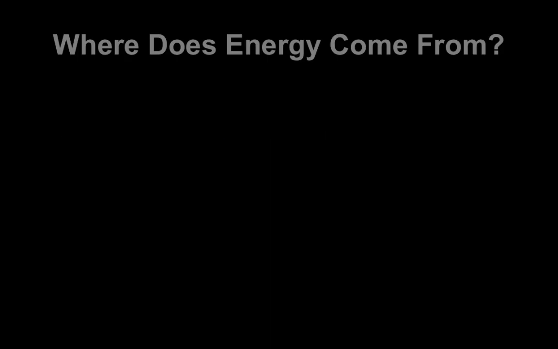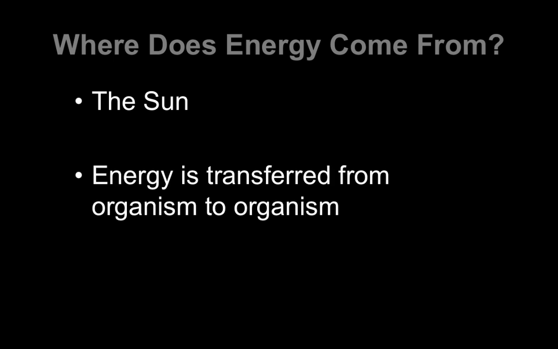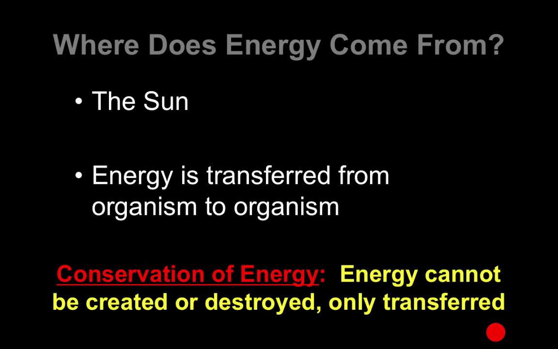First, let's look at how energy is cycled in ecosystems. So all the energy in an ecosystem comes from the sun originally, and then that energy is transferred from one organism to another. And remember that we can't create or destroy energy, we're simply transforming it from one form to another and transferring it from one organism to another.